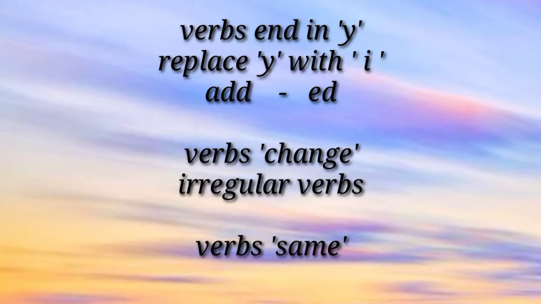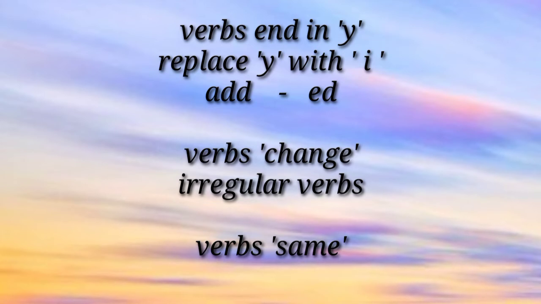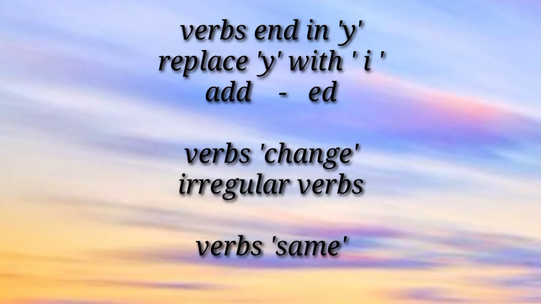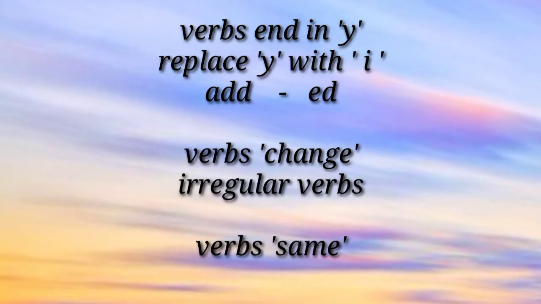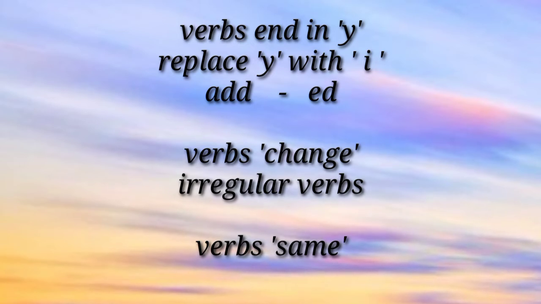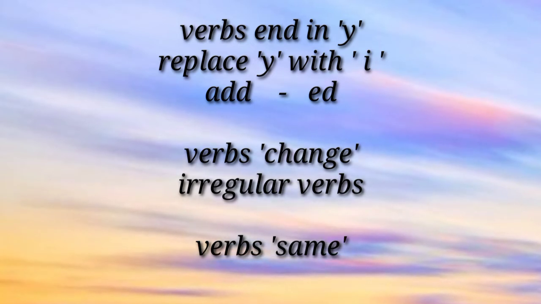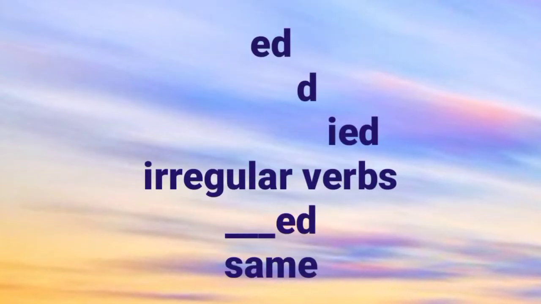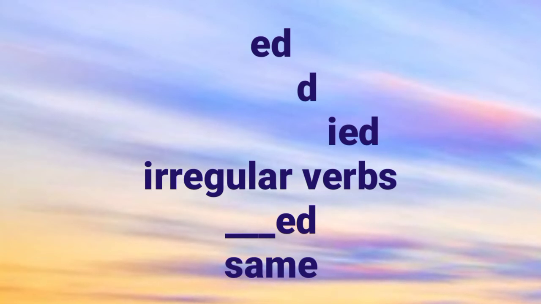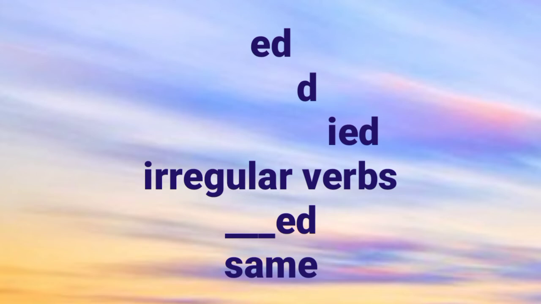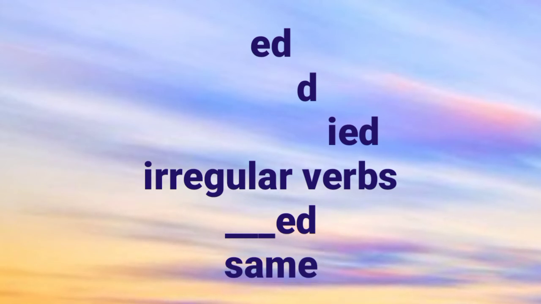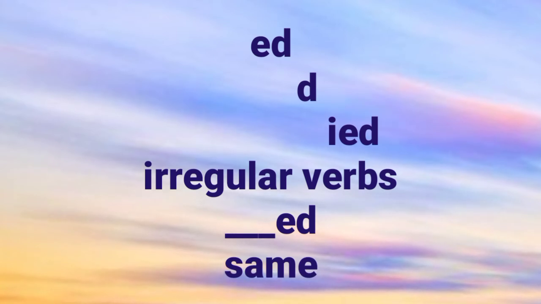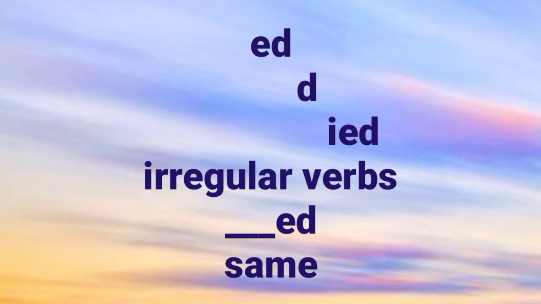Now the last one, there are some verbs which remain the same. There is no change when they are used in the past tense. So these are the different forms of verbs in simple past tense. Somewhere we have to use ed, some words d, some words we use ied, some are irregular verbs, in some the last letter is doubled and then ed is added, and some remain the same. According to the sentences and according to the verbs, we have to make changes for the past tense.